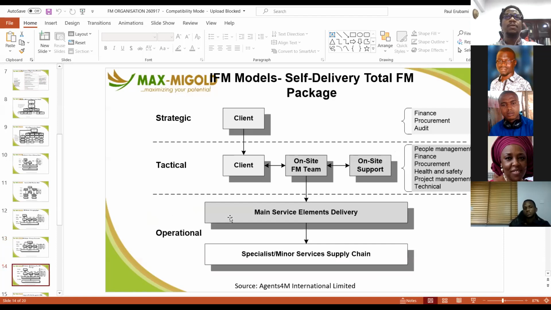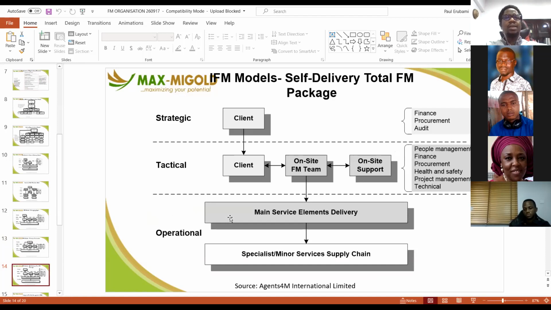Now, when we get to the self-delivery total IFM package or total FM package, the principal contractor in this case is not under any obligation to contract out all of the services the way it is in the PC model.